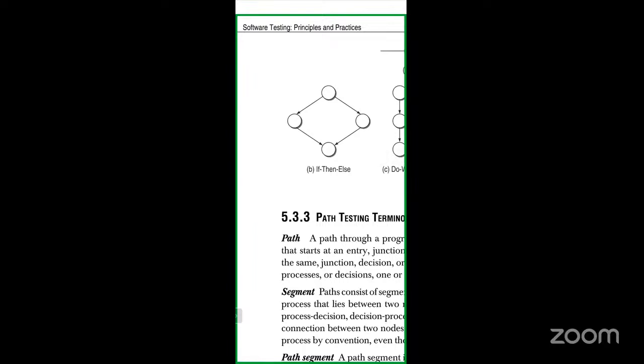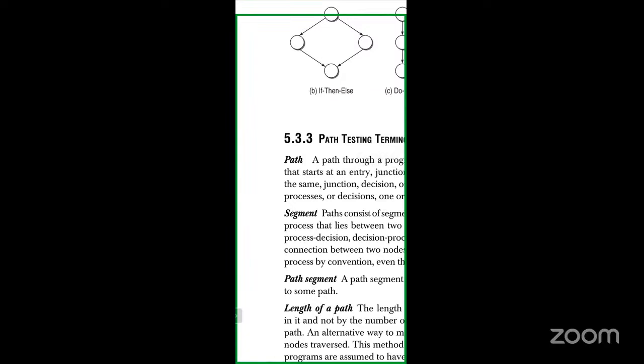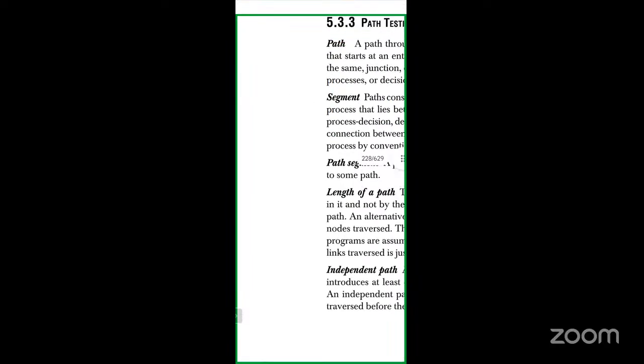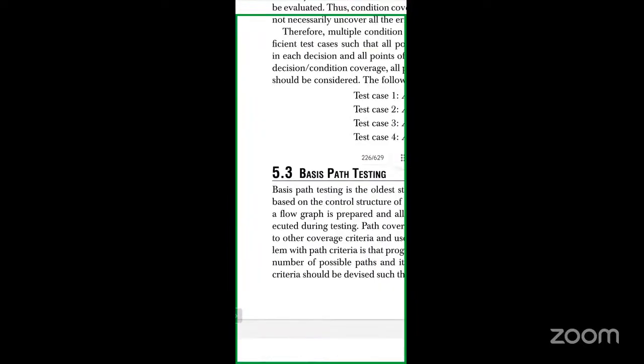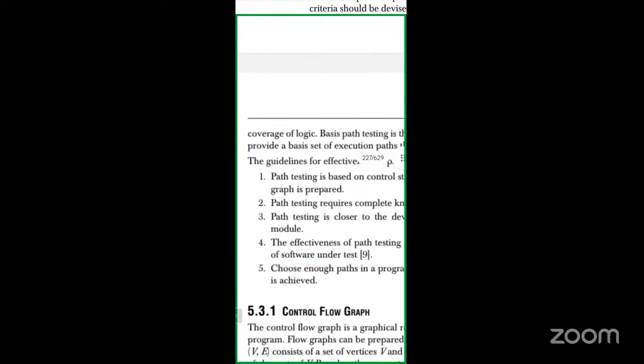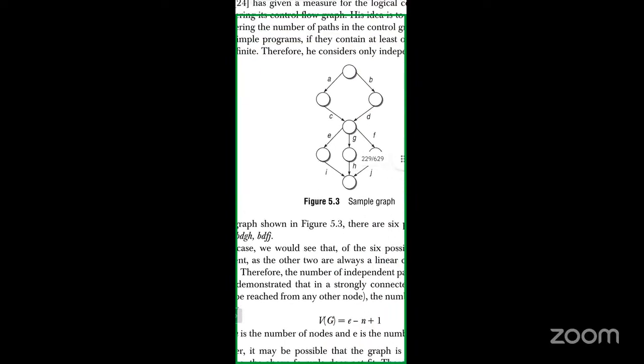Okay, so then moving on to the path testing terminology, we will be having path, path segment, length of the path, and independent path. So that also we will be having in basis path testing, that is, a complete path from the starting node till the ending node we will be testing. Okay, without missing any of the cases we will be testing.